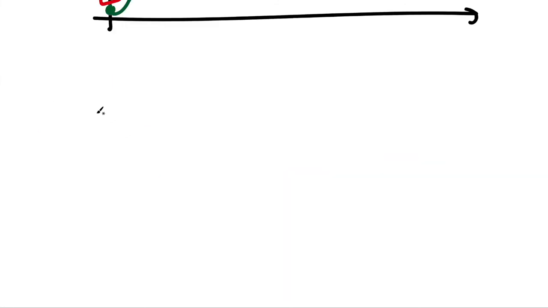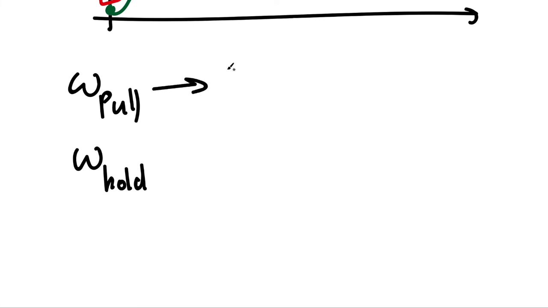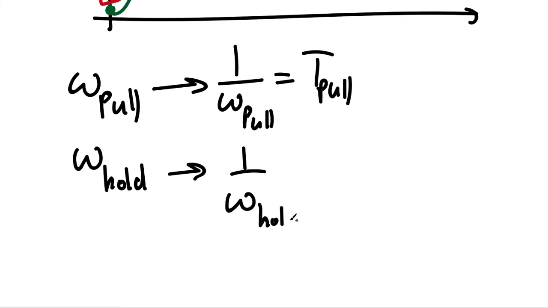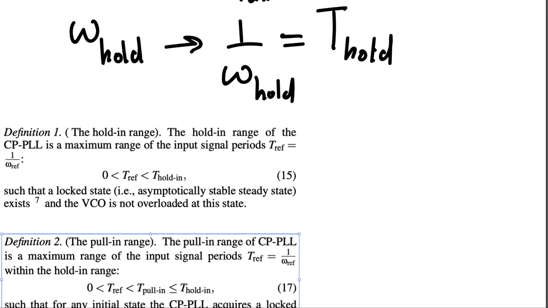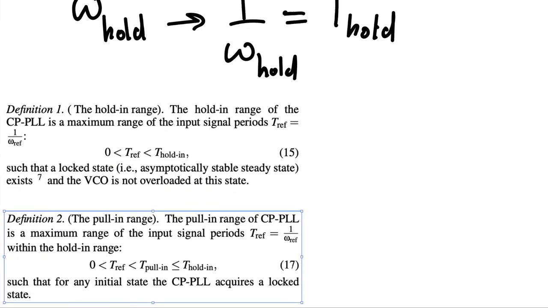For charge pump PLL, it is more convenient to use not the frequencies, but the periods. These periods are used to define the holding range and pull-in range rigorously. Another problem is that overload should be avoided. Thus, we can formulate the following definitions of the holding and pull-in range.